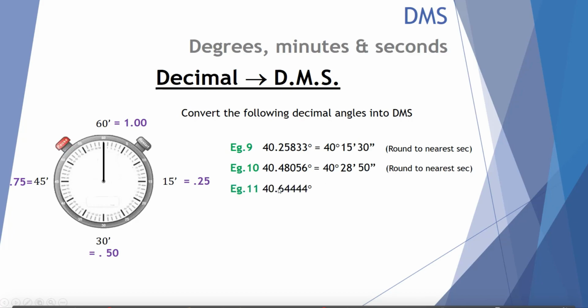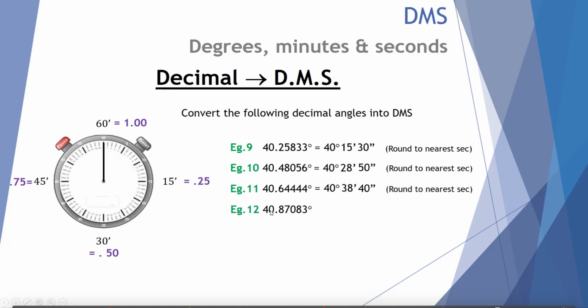Last two examples, 40.64444. 4444 here, 4 of them. That's going to give me 40 degrees with 0.64444 times 60, which will give me 38.664 minutes. Now that 0.664 minutes can be further multiplied by 60 to get into seconds, and that's nearly 40 seconds. So that would be equivalent to 40 degrees, 38 minutes, and 40 seconds.